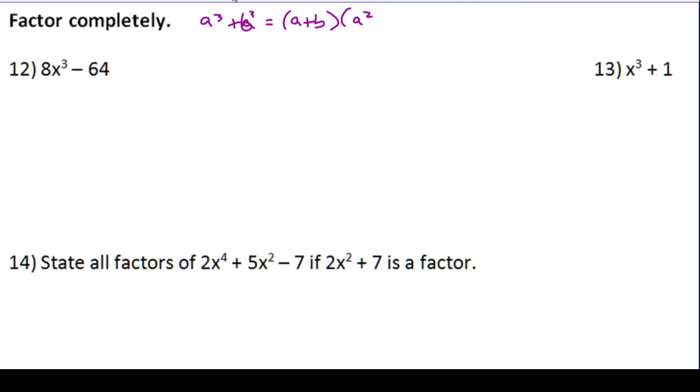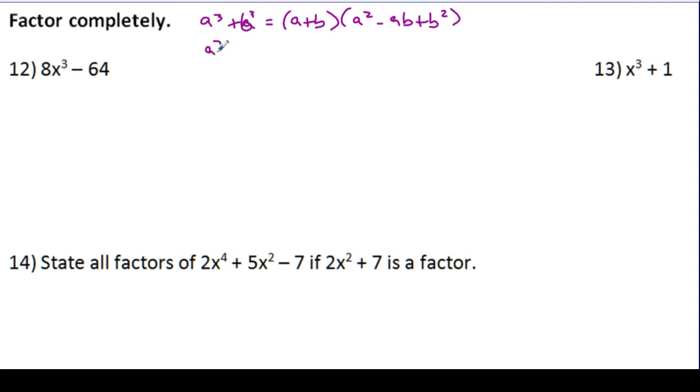This wants to work. Okay. A squared. It does not. Oh, I got it. Okay. A squared minus ab plus b squared. Sorry for the technical difficulties.